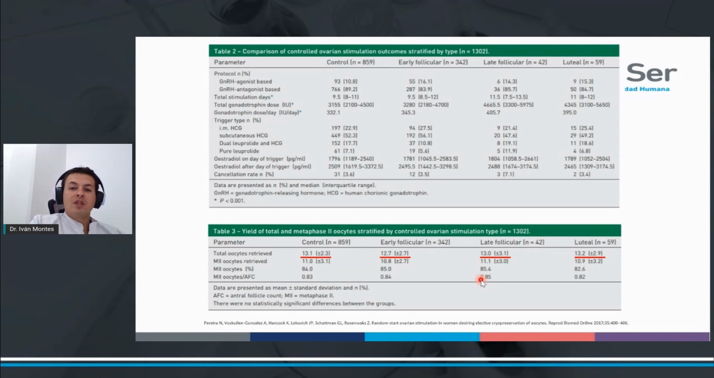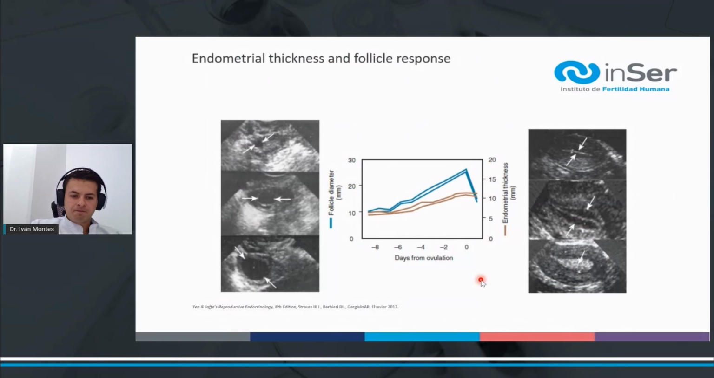But the thing is that when you do a random start, you lose the synchronization with the endometrium. So just for the patients with cancer, it's better to do the random start. For every other type of treatment or type of patients, it's better to just start in the early follicular phase on day 2 or 3 of the menstrual period.